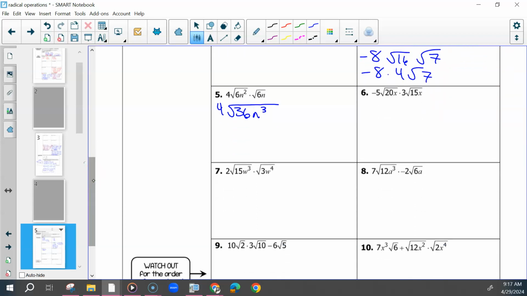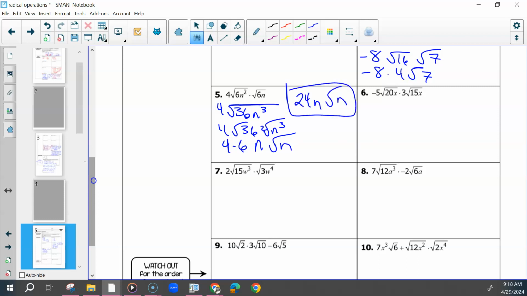Then you have to remember how we simplify radicals with variables. So I can break this apart, or you can just leave it. It doesn't matter. I know the square root of 36 is 6. And if I'm using just this method, 2 goes into 3 how many times? Once. With how much left over? 1. So that would be 24n times the square root of n. Do you have any questions there?